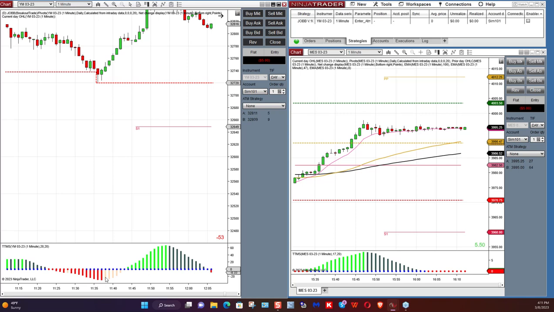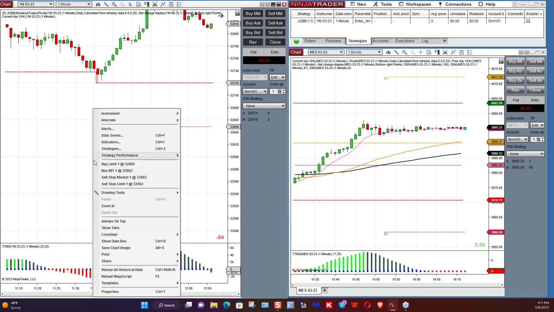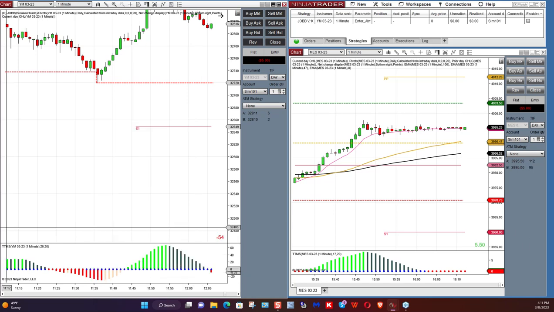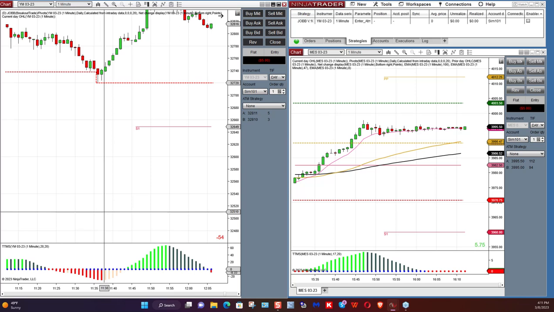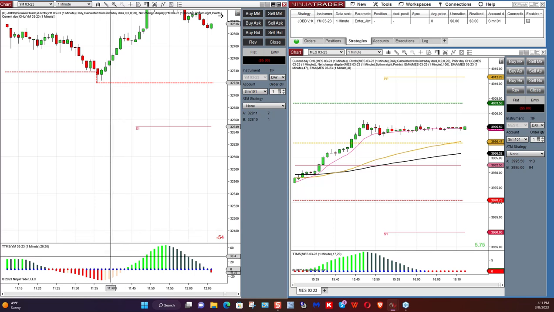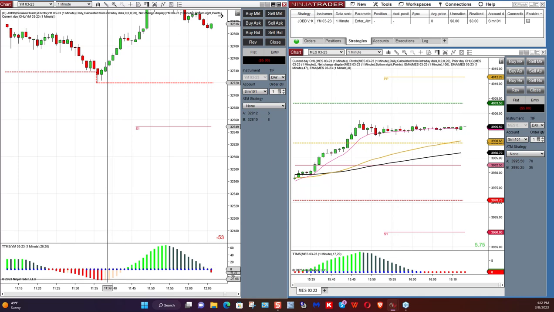Right here, you got a signal to take a long, even though momentum was under zero, and that's not where most people would have gotten long. Most people would have gotten long over here. So it's a way to use the squeeze faster. That's how we have used the squeeze over the years.